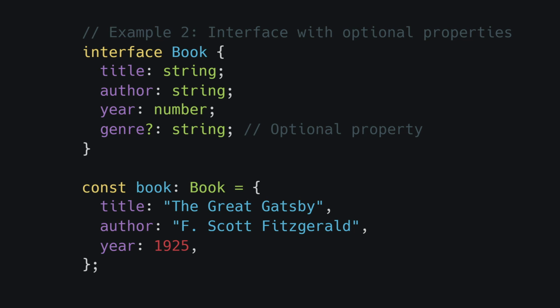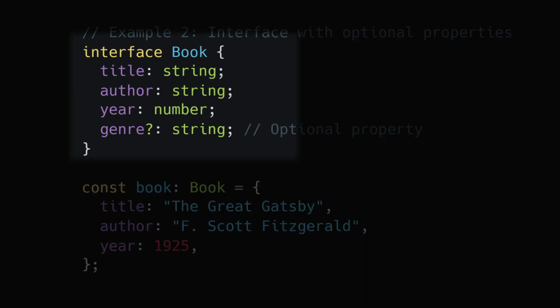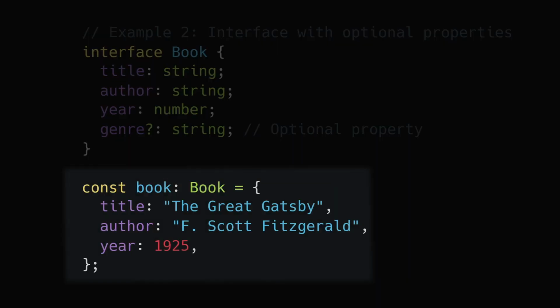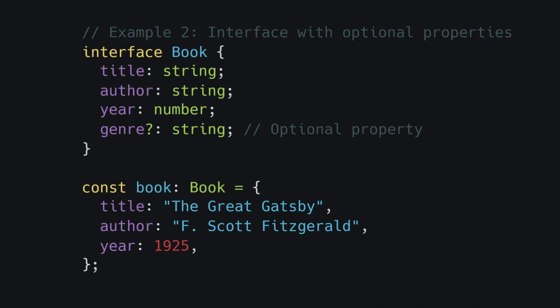In this example, you can see that the book interface is used to define the structure of a book object, specifying properties like title, author, year, and an optional genre. By using this interface, we can ensure that book objects in our codebase adhere to the defined structure, enabling type checking and consistency when working with book-related data.